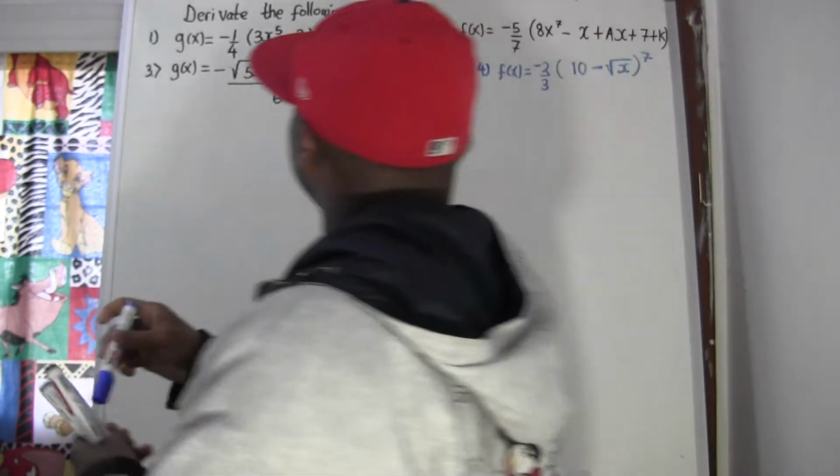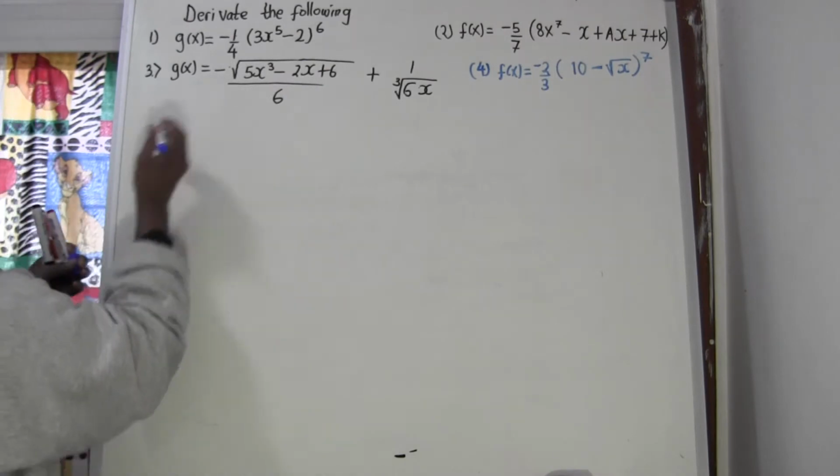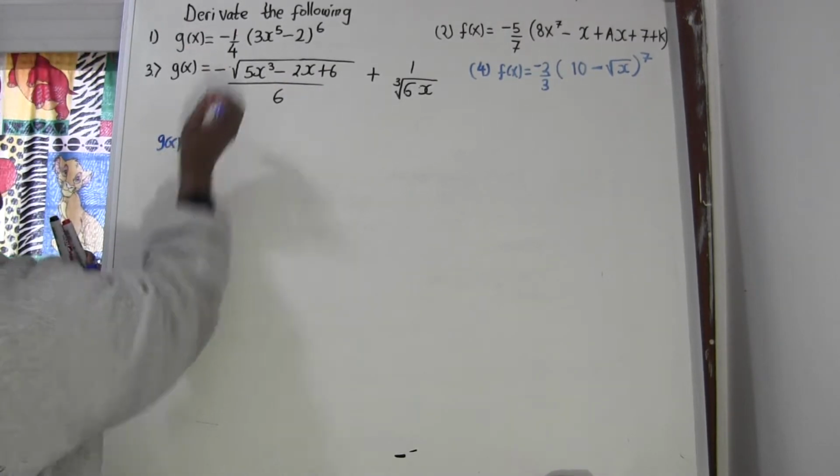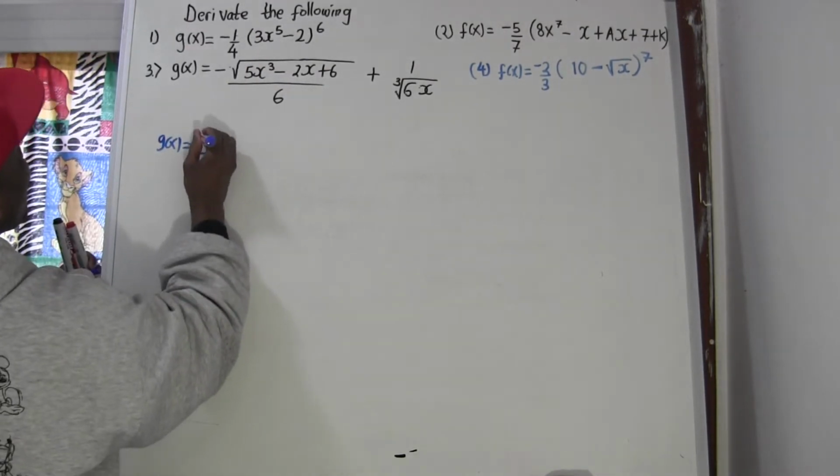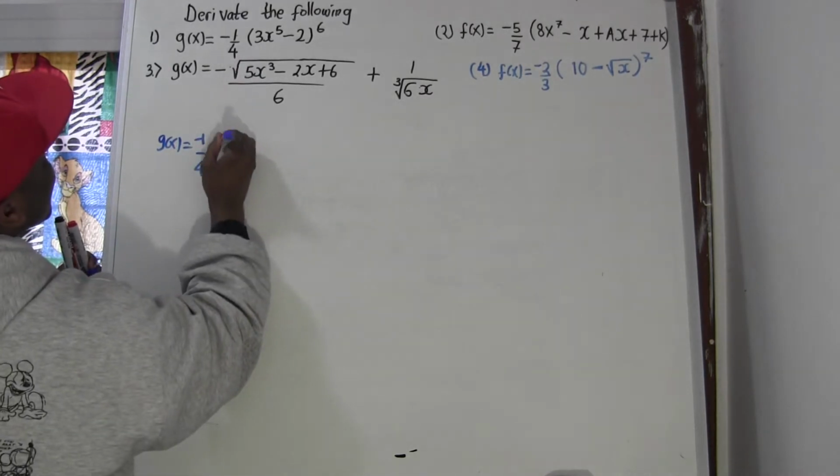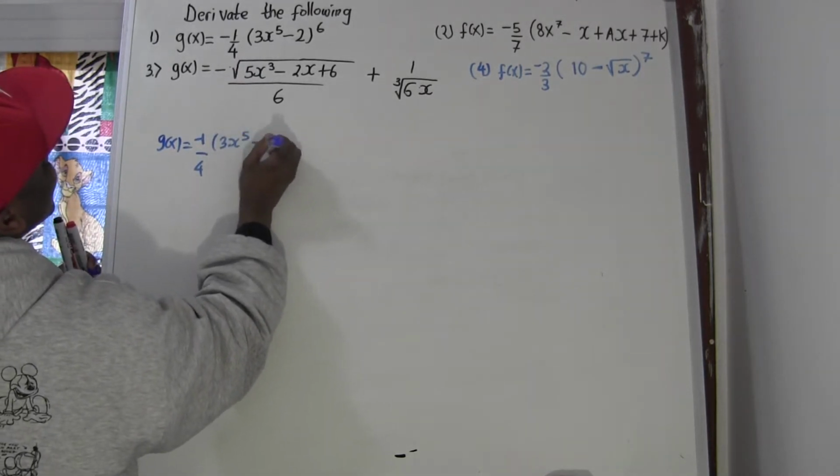So let's derivate. This is easy. Let's start with the first one. So the first one, they give you g of x. Okay, so we have negative 1 over 4, and then we have (3x^5 - 2)^6.